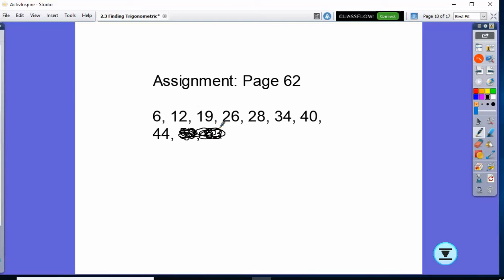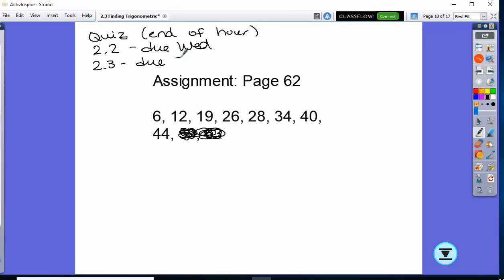So I'm giving just a few problems from this, just enough for you to practice on your calculator. So we have several things out right now. The quiz needs to be done by the end of the hour. You can take it at any time. Section 2.2 that I gave you yesterday is due tomorrow. This is section 2.3. You'll probably be able to get it done, but I'm just going to go ahead and give you until Thursday anyway.